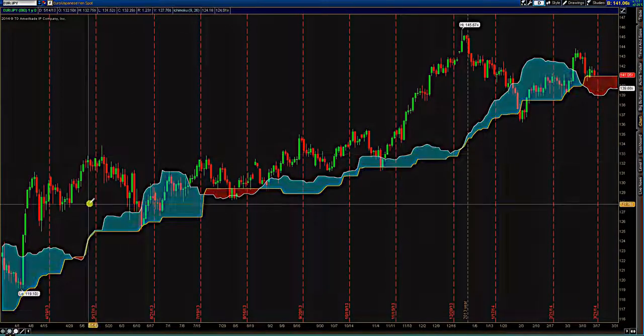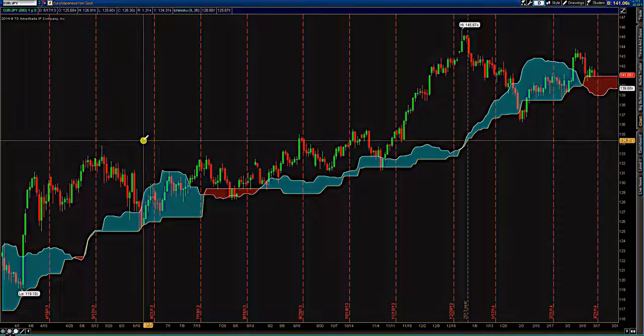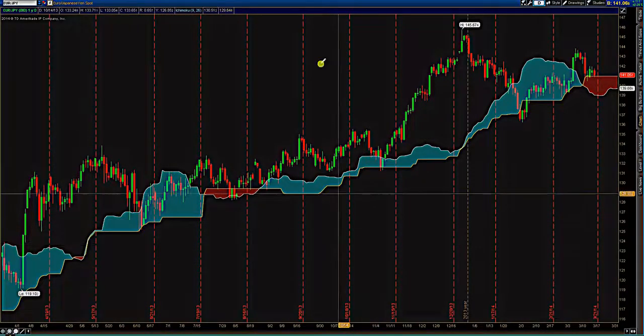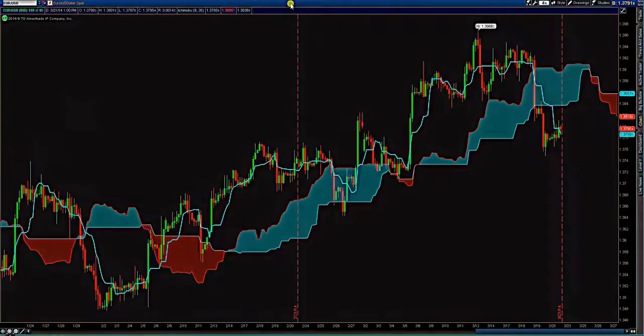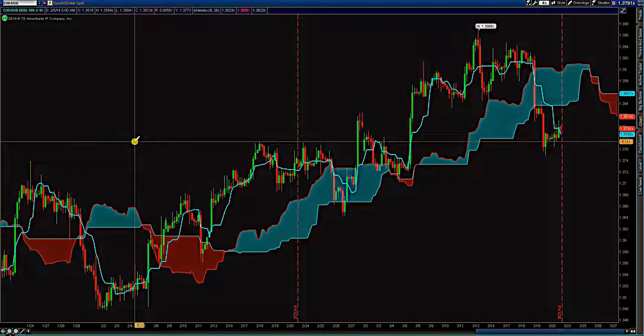So if price is trading above the cloud, you should be looking for longs. If price is trading below the cloud, you should be looking for shorts. Now let's go towards the Tenkan-sen. The Tenkan-sen is one of the components of the Ichimoku, and basically it represents the short-term movement for price. It indicates the market trend.